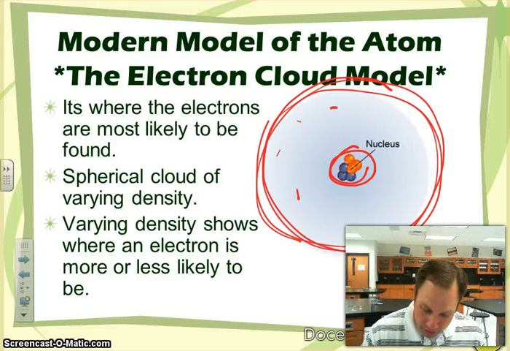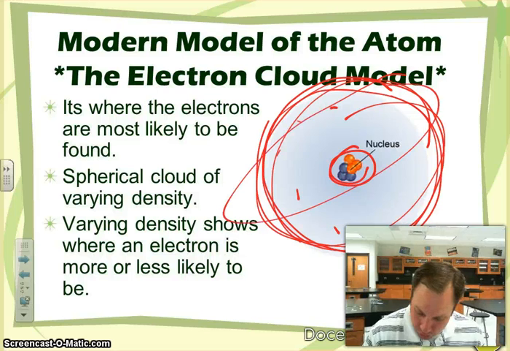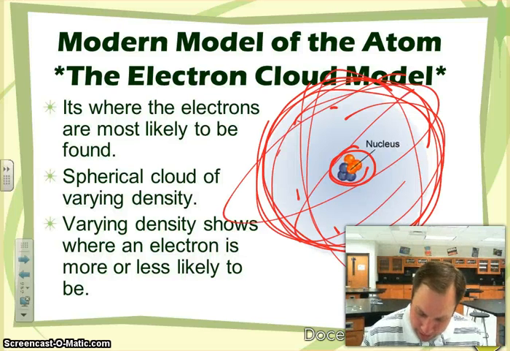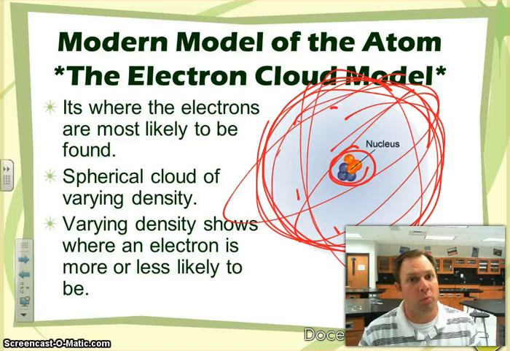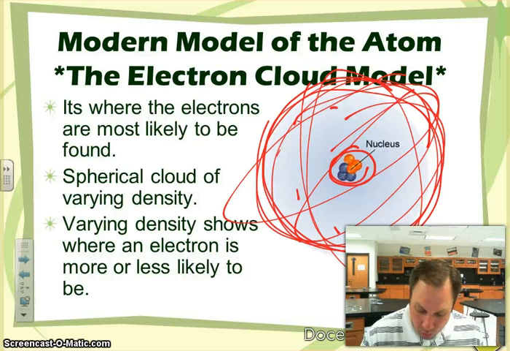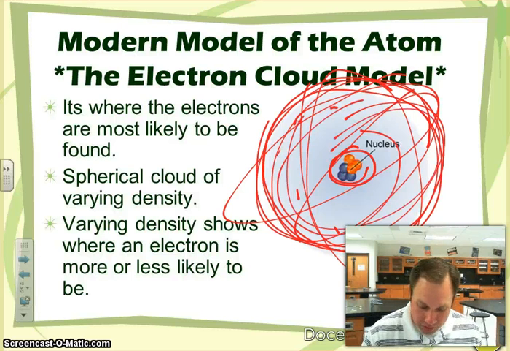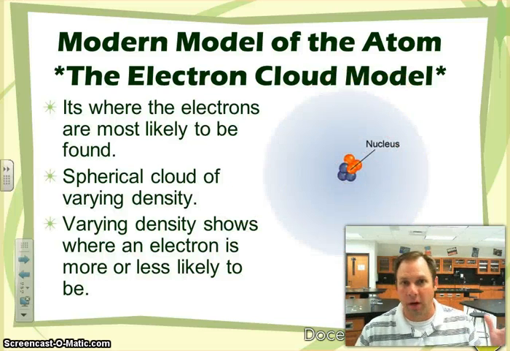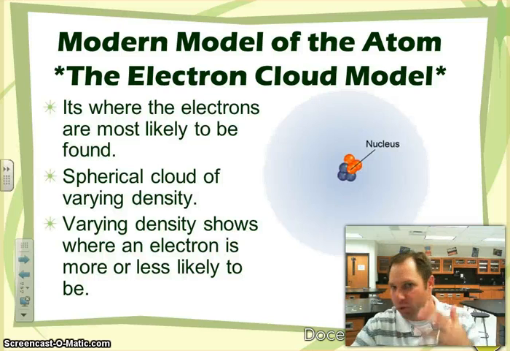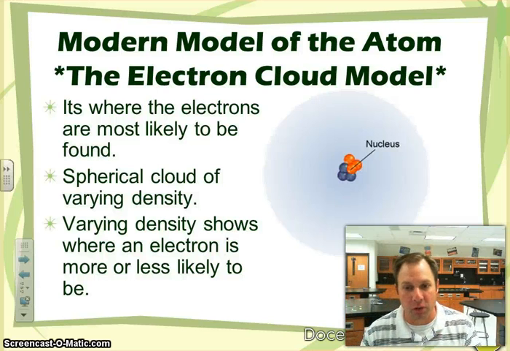We know that they are out here and they are going around the nucleus in various pathways, but we really don't know their location. Whereas in the Bohr model, we knew their exact pathway, we knew their exact location. Out here, we're just assuming that they're in this cloud area, but we don't know exactly where they are, so we just call it a cloud. They're in there somewhere, moving around the nucleus in this electron cloud.